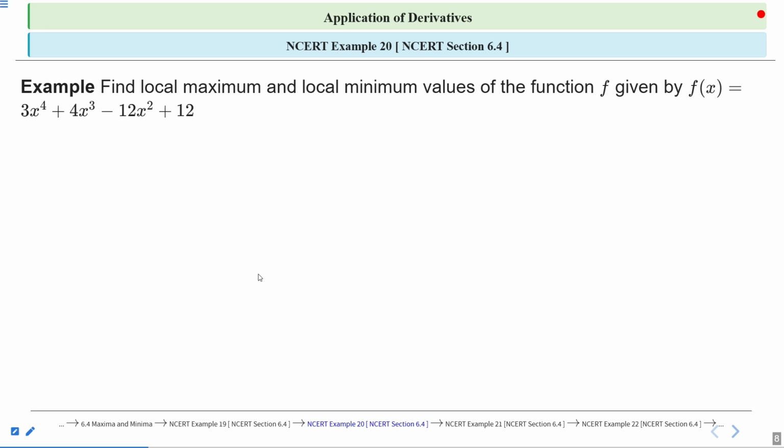So in this way, you can try to attempt this question. You have some time to solve or think about this question. After that, we will discuss the solution part. Hope you all have attempted this question. Let us see the solution part now.